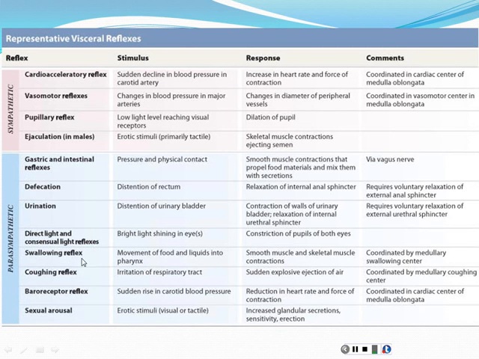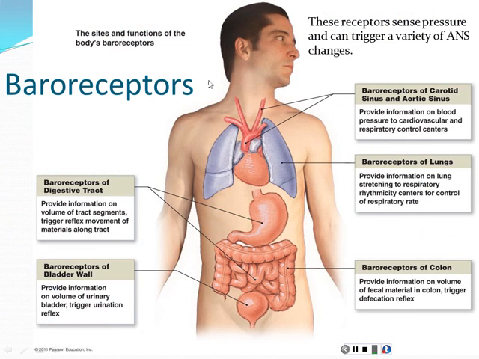So all of these, swallowing, coughing, and the baroreceptor reflex, is all about blood pressure. So where are these baroreceptors? A baroreceptor senses pressure, all right? So that's useful in a lot of ways. The one that we already talked about was the carotid sinus and aortic sinus. These are inside the blood vessels, and they monitor blood pressure.